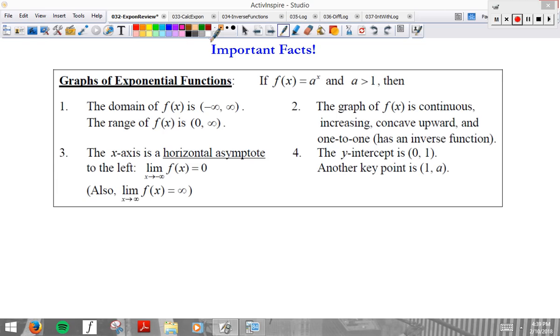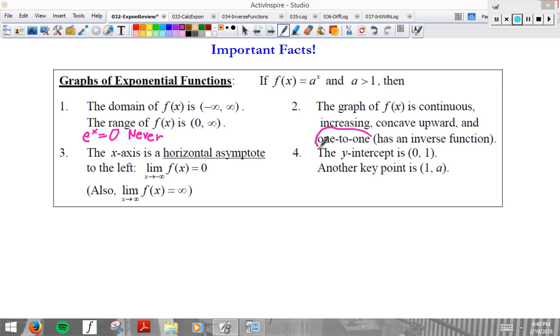What I'm saying is it's important to note e to the x equals 0, never. That's sort of what this sentence is saying. It's impossible for e to the x to equal 0. There is no number that will make this equation work. That's important. The graph of f of x is continuous. Check. Increasing. Check. Concave upward and 1 to 1.